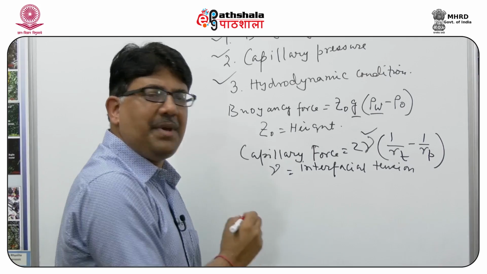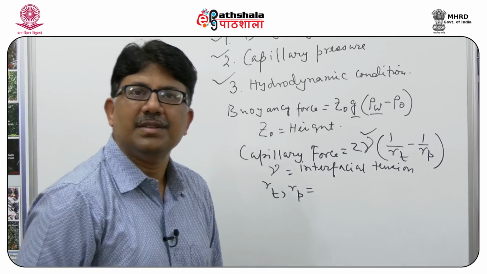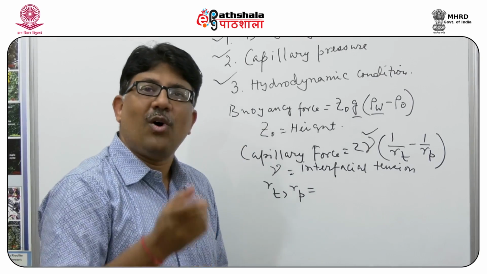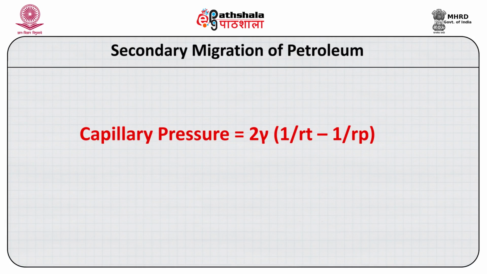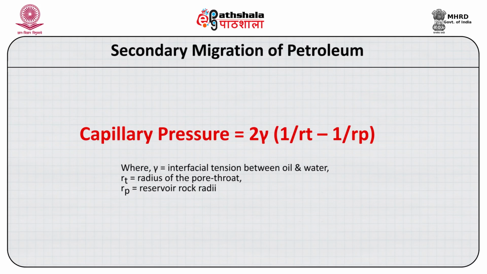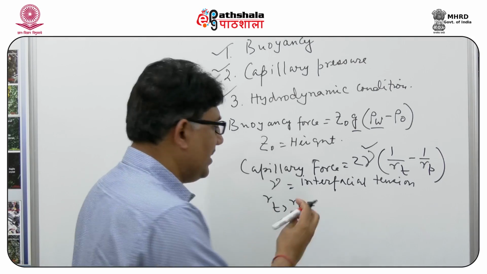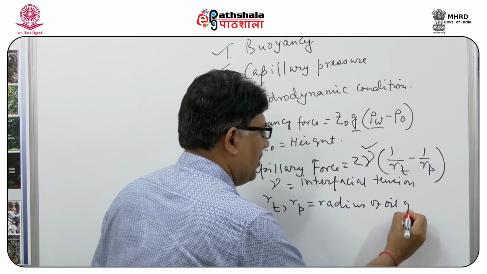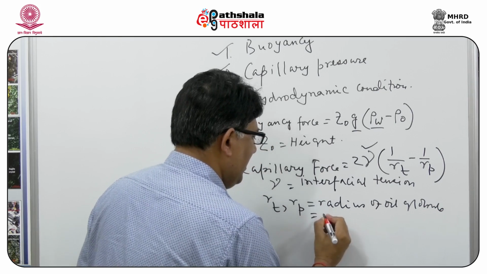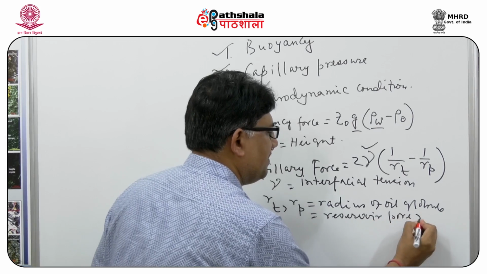And Rt and Rp are the radius of the oil globule and the reservoir pore space. I will discuss further, with a figure, what Rt and Rp really mean, but these two are the radius of the oil globule and the reservoir pore radius.